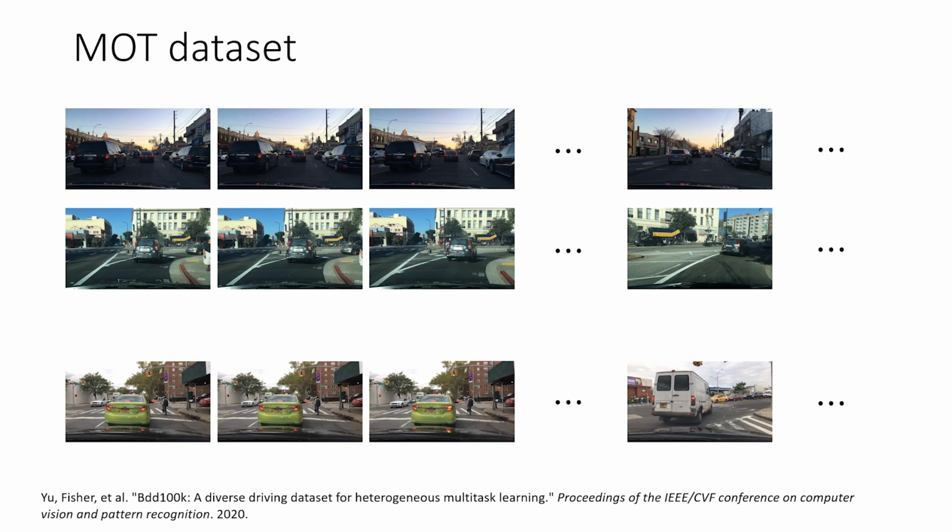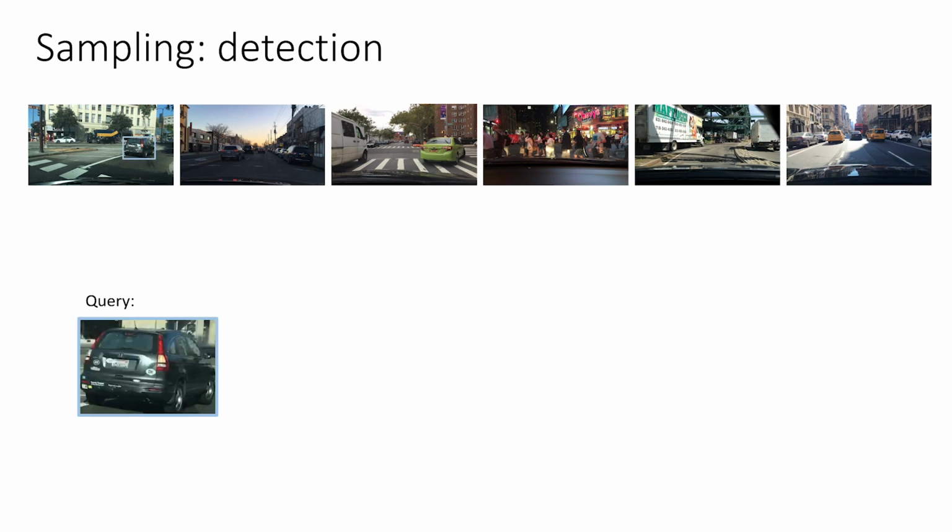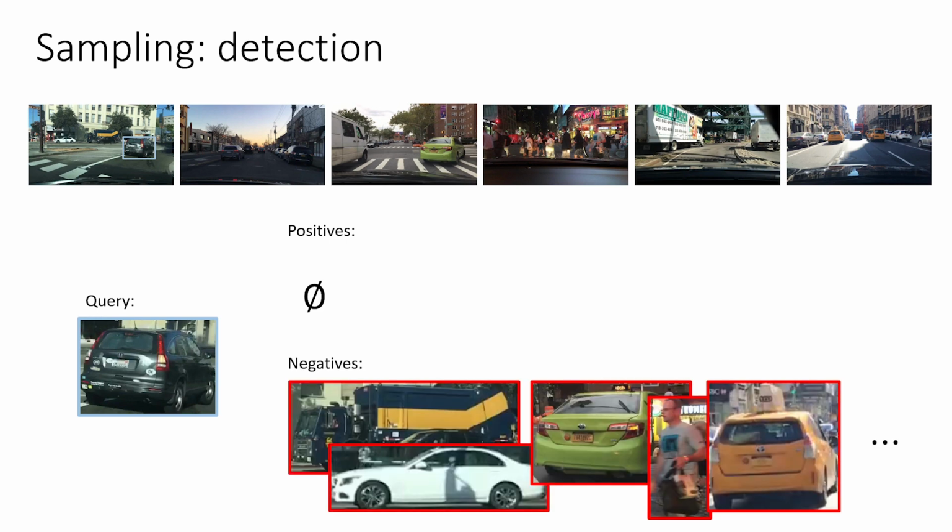Multi-object tracking datasets, such as the Berkeley Deep Drive dataset, usually consist of multiple videos. In object detection, frames are sampled uniformly from the dataset. This provides a high diversity of scenes, but if we consider one query object, the probability of sampling other positive pairs is close to zero, while the set of negative examples is quite diverse. However, this is not suitable for the contrastive loss since we need positive pairs.